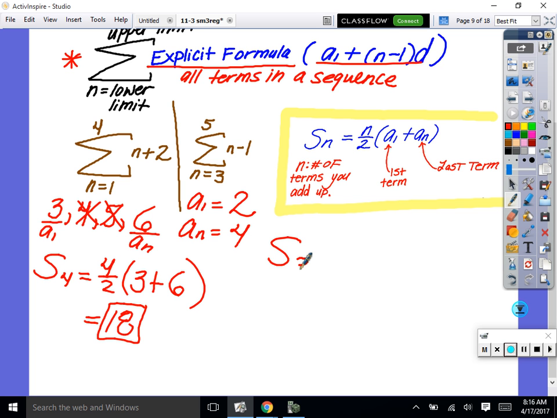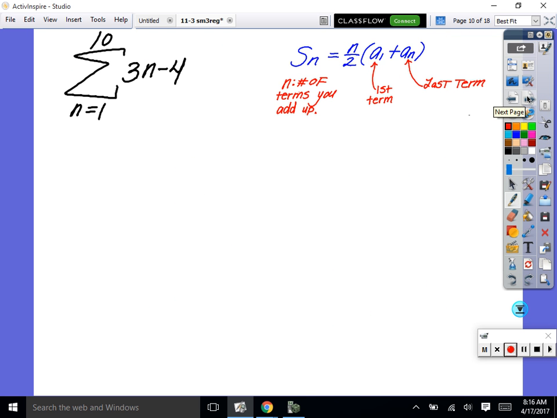Okay, so you'd say the sum of 3 terms is equal to 3 divided by 2 times a sub 1, which is 2, plus a sub n, which is 4. And then you plug it in. We plug it in to the explicit formula to figure out what the term is. So what was the sum of those 3 terms? What is it? 9. Cool. Are we confused? Okay, I'm going to do another one.